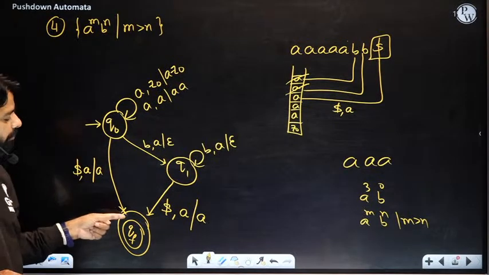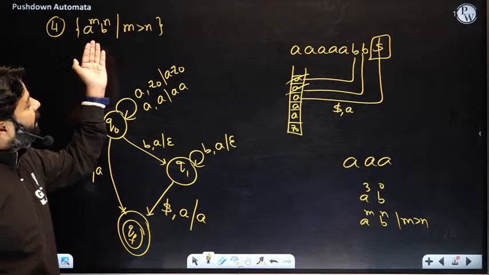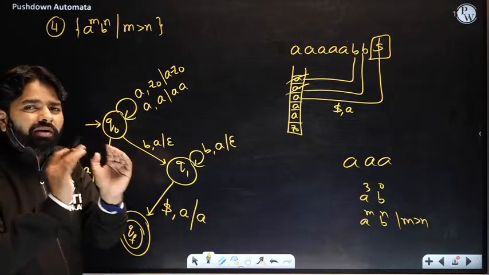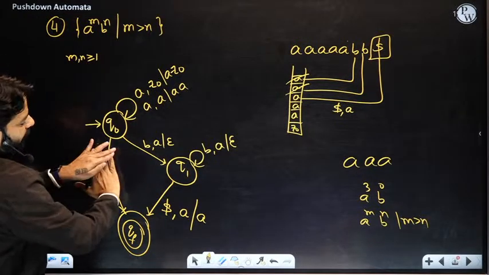So this path is very important. You don't need it if they restrict that at least one A and one B come, like m comma n greater than or equal to 1, then you don't need this.